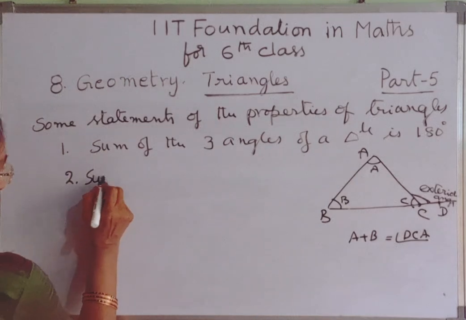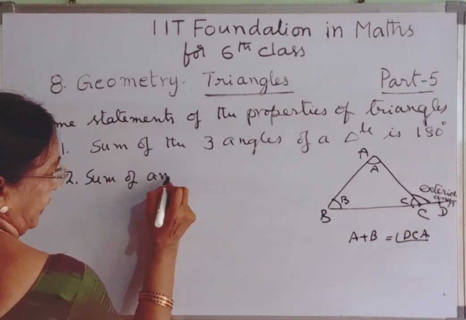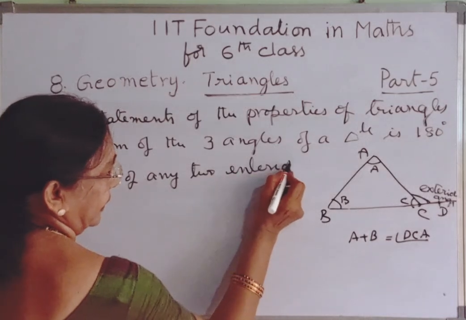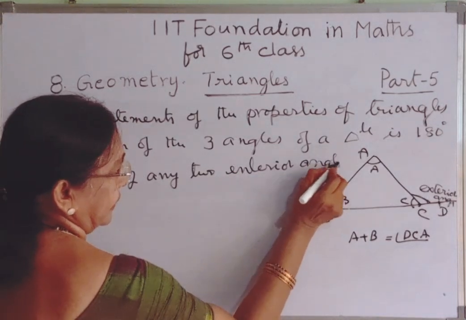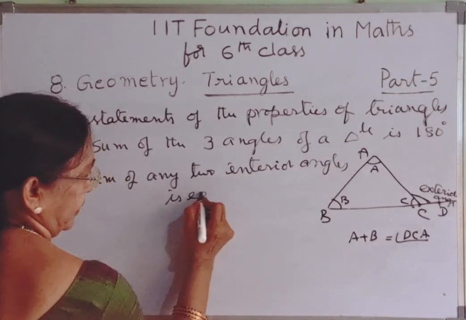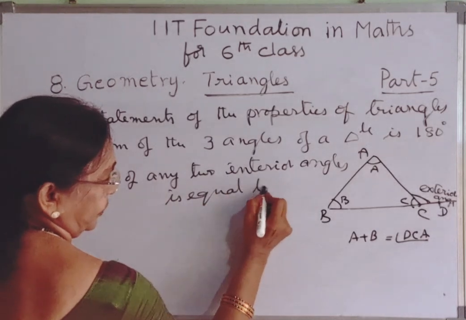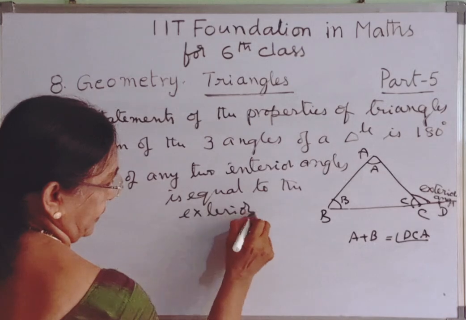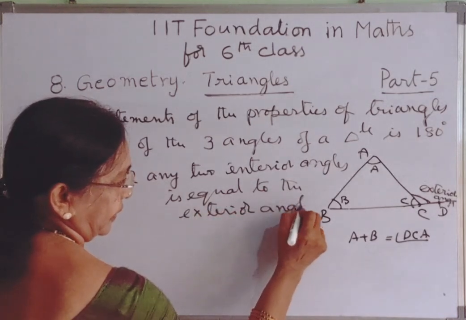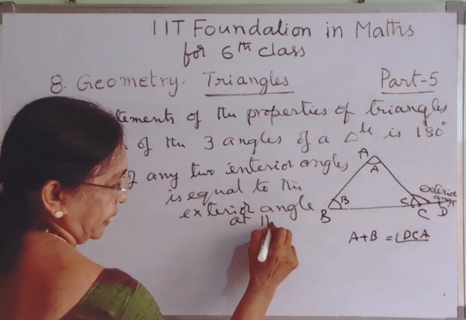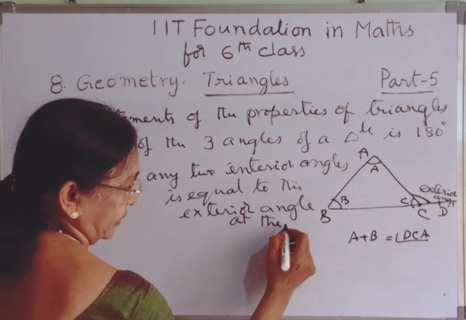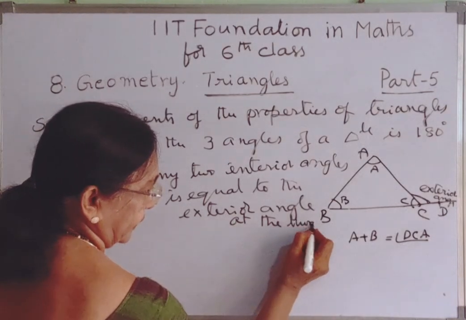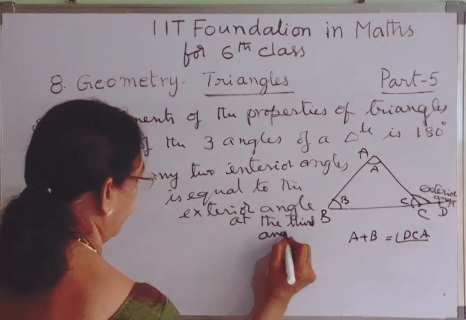So the sum of any two interior angles is equal to the exterior angle at the other angle, at the third angle or vertex.